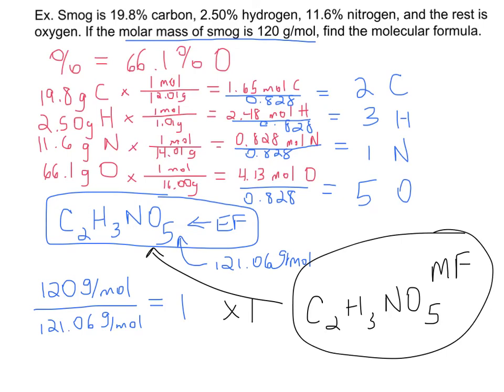And as we saw in the last video, like H2O for water, the empirical formula and the molecular formula are the same thing. Well, in this case, C2H3NO5 is the empirical formula, and it's also the molecular formula. These problems will take a lot of practice, and because there are so many steps, we'll make sure that you get a lot of practice.